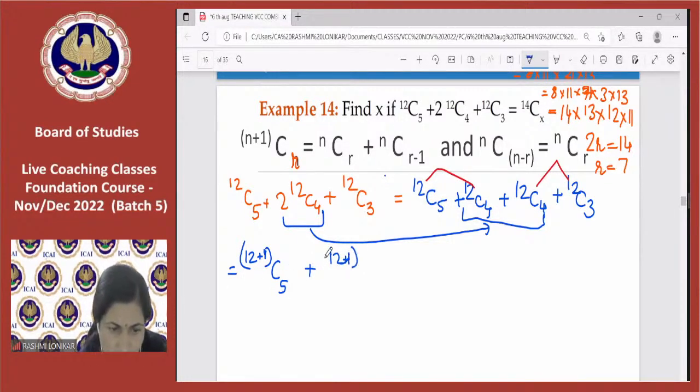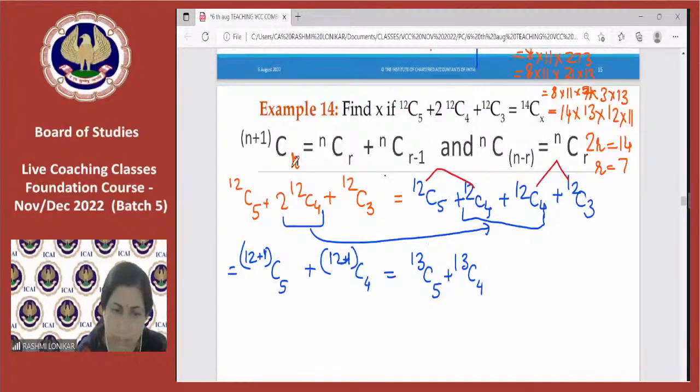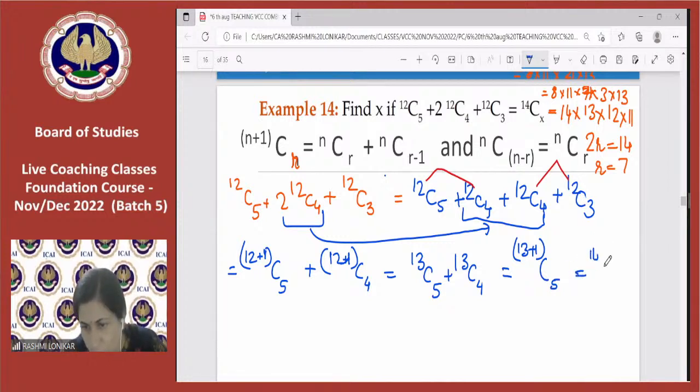12 plus 1C4. So how much is this? 13C5 plus 13C4. Can't I apply the method again? R minus 1, 5 minus 1. Okay, so this will become 13 plus 1C5, which is equal to 14C5.